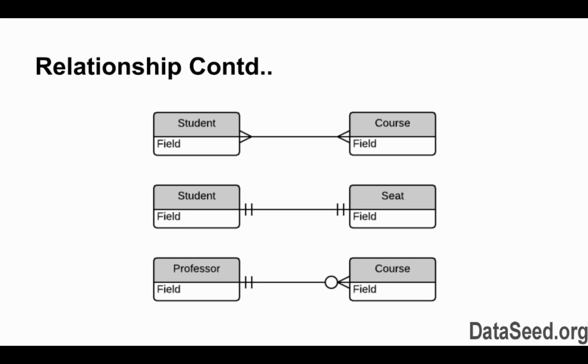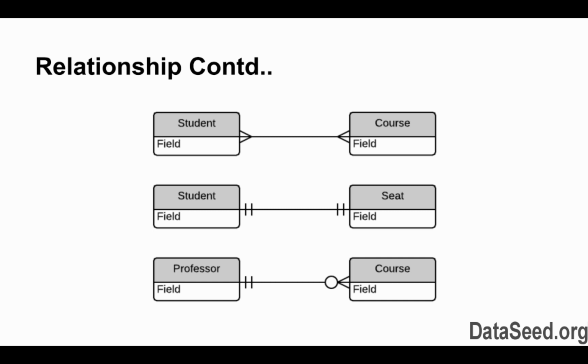The second example we see has two parallel lines on both sides, which shows a one and only one type of relationship on both sides. So by looking at the relationship, we can say that a student can have one and only one seat, and a seat can accommodate one and only one student.